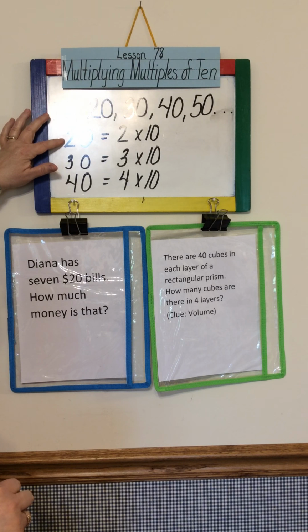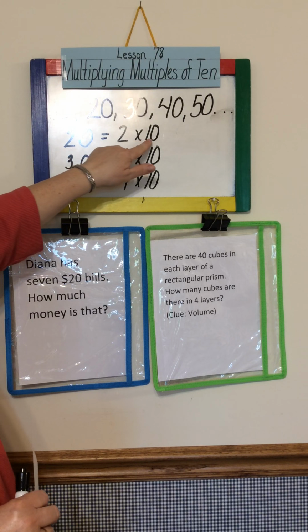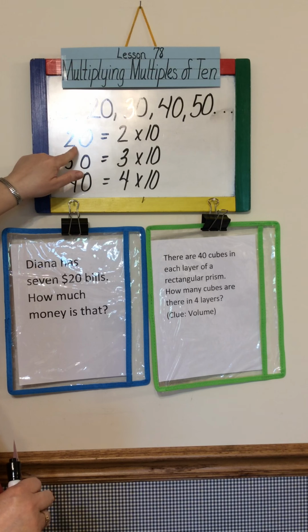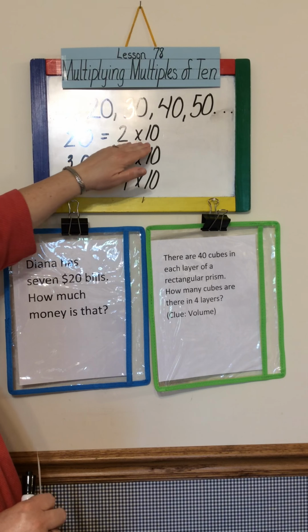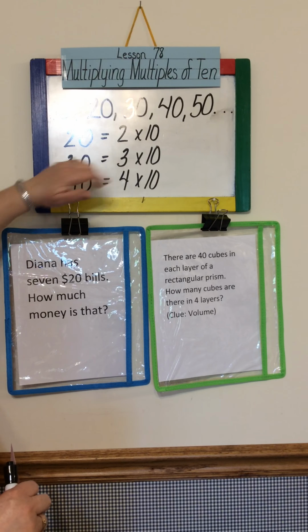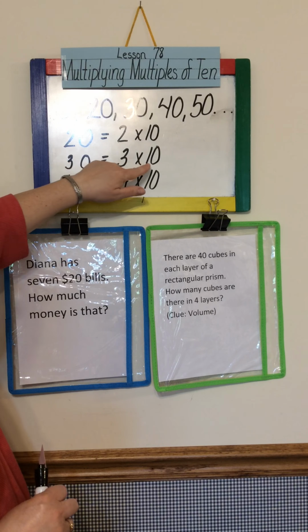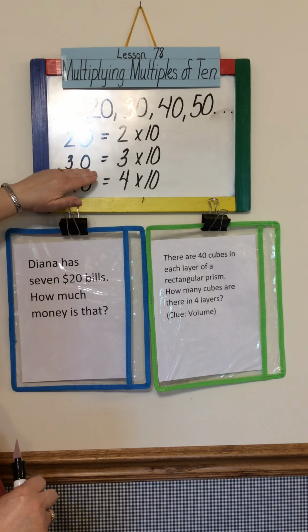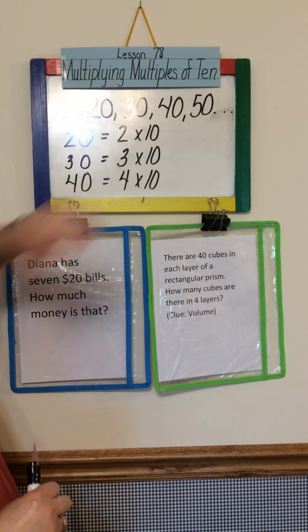If we take 20, the 2 right here, times 10 is 20. So the 0 added onto the 2 is really 2 groups of 10. 2 times 10 is 20. So 3 times 10 is just a 3 with a 0 at the end, because 3 times that 1 is 3 with a 0. So 30 can be broken down as 30 equals 3 times 10. And 40 equals 4 times 10.